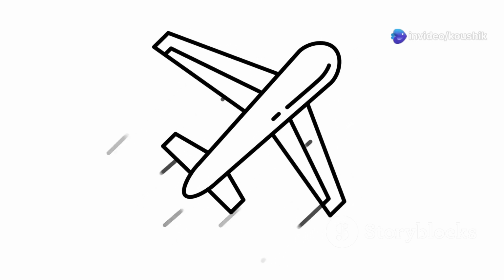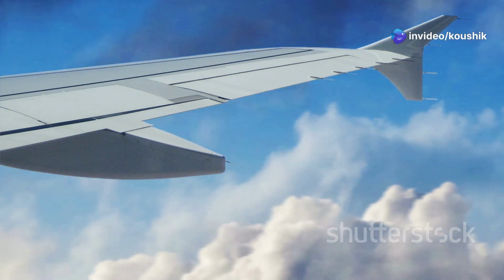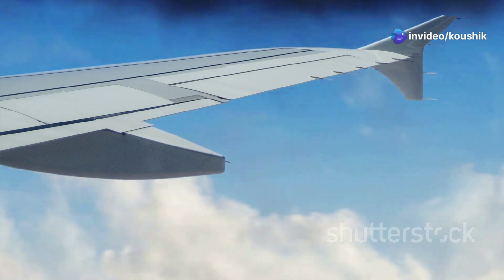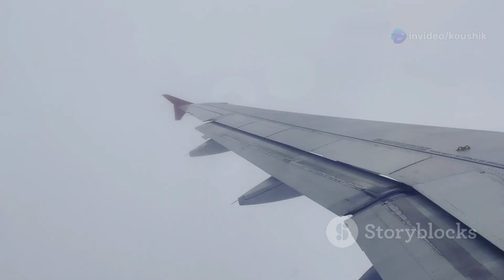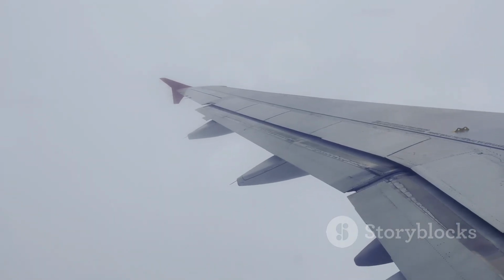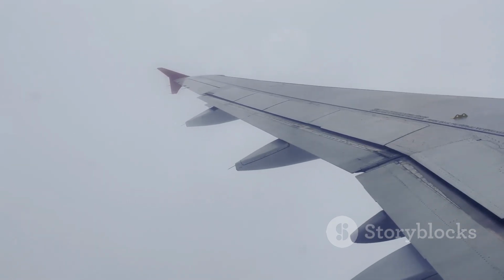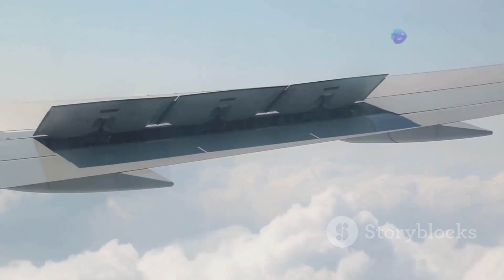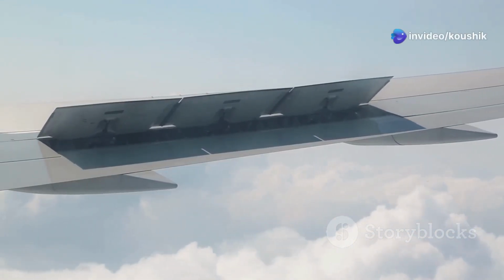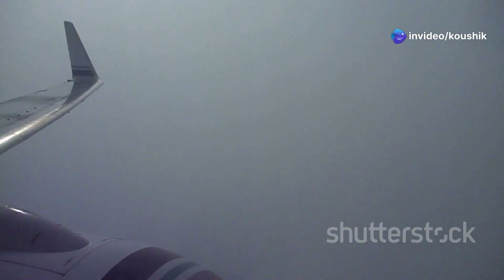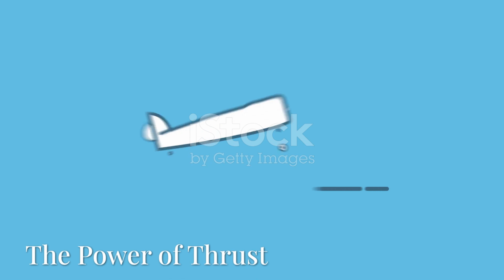This means the air on top is moving faster. According to a principle called Bernoulli's principle, faster moving air creates lower pressure. Meanwhile, the air flowing under the wing encounters a flatter surface, so it doesn't speed up as much. This slower moving air creates higher pressure. The difference in air pressure between the top and bottom of the wing generates lift, pushing the airplane upward.